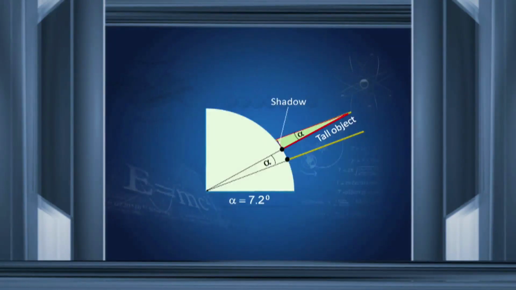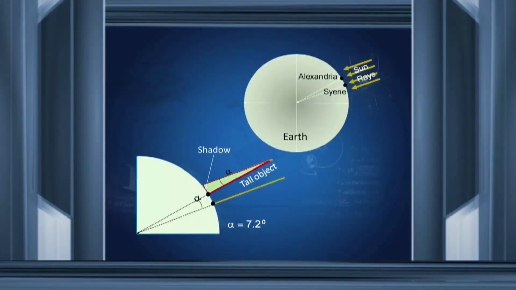Look at this. This is the tall object. These are the rays of the sun, and here they are vertical, and here they appear at an angle to the tall object. We can see from the shadow formed by the tall object, and this angle is alpha, which is equal to 7.2 degrees. Now, this angle alpha is known, and the distance between Cyane and Alexandria is known. Therefore, we can find out r, the radius of the earth.